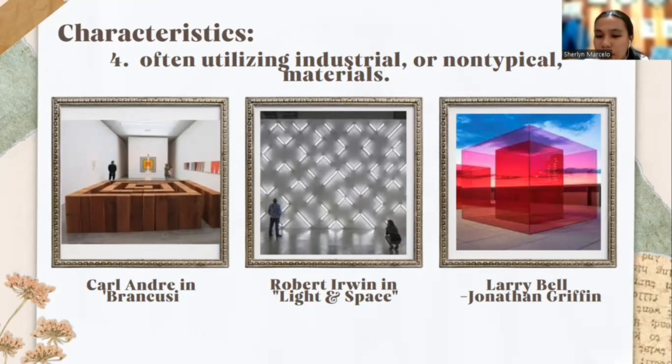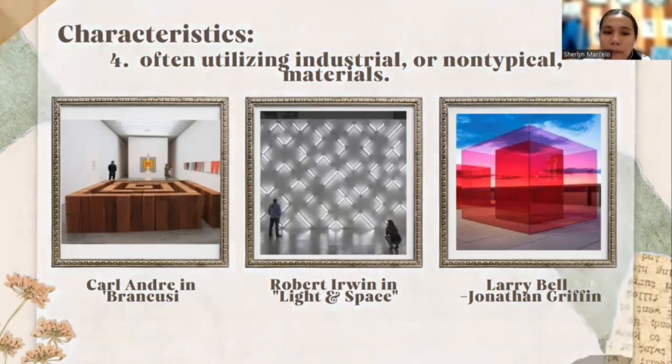Next one is Larry Bell, Jonathan Griffin. So yan, hindi natin alam kung ano yung ginamit niyang materials dyan. So non-typical talaga siya. And kung makikita mo, kakaunti lang din talaga yung shape and yung variation. Tapos isa lang yung kulay. So, madali natin ma-identify na ito ay isang minimalism art. Okay, so next.